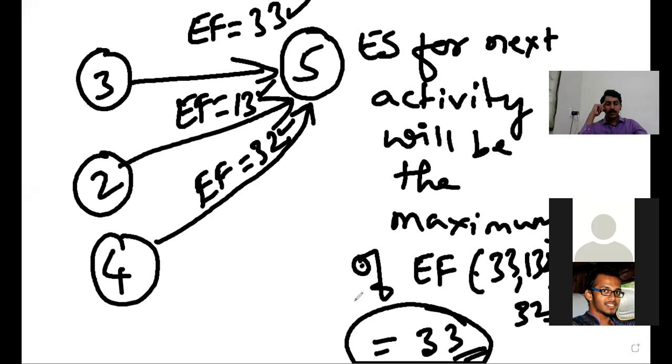Yes, sir. Or else if something else was the question, you can just ask. No, sir. I had the same question. Okay. So in case the three activities are coming and joining at the same point, then we have to consider the maximum of the three early finishes. So the maximum here is 33. Okay. Is it clear? Any other questions?